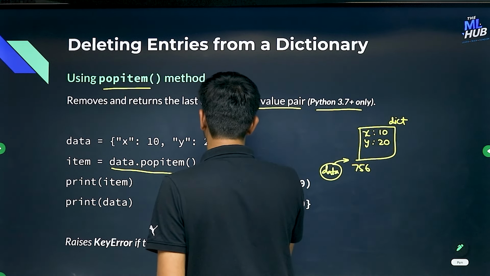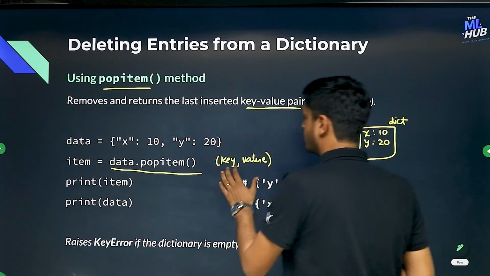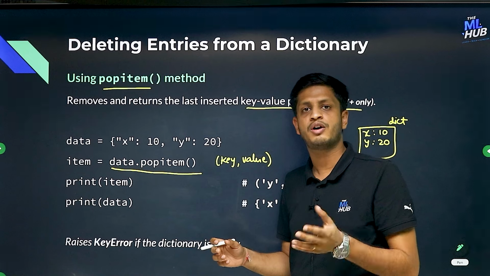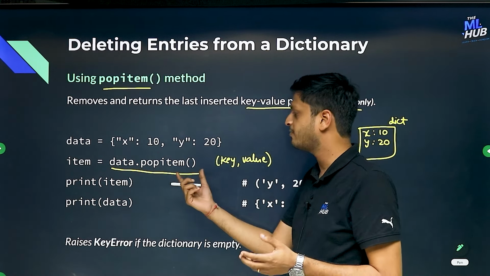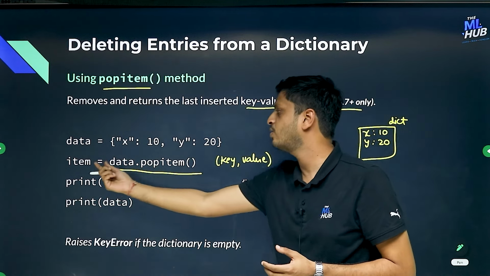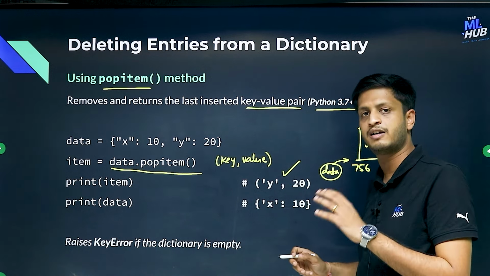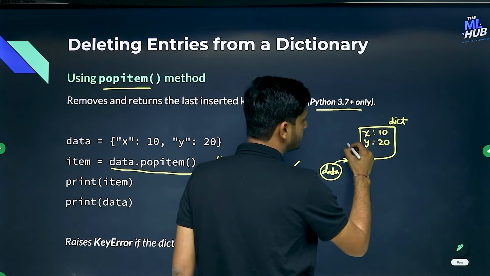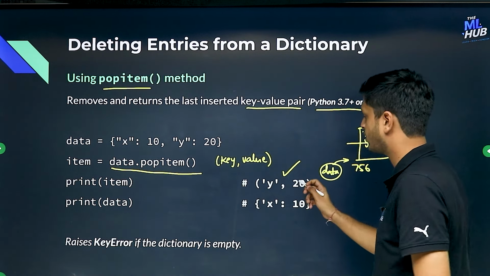It will not just give you the value, it will give you the key value pair as a tuple, whatever is deleted. Why? Because here you don't know the key. In the pop function, you already know the key, so that is why it doesn't give you the key, only the value. But in the popitem function, you are not giving any key. So that is why it will return you the key value pair and you can store it in a variable. And when you print it, both the key and the value which is deleted will be printed. So here the last entry is y comma 20. So this will be deleted and this as a tuple will be returned. And when you print it, y comma 20 will be printed.